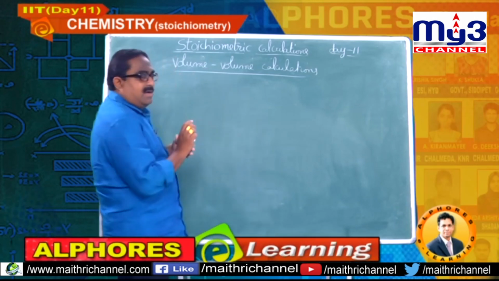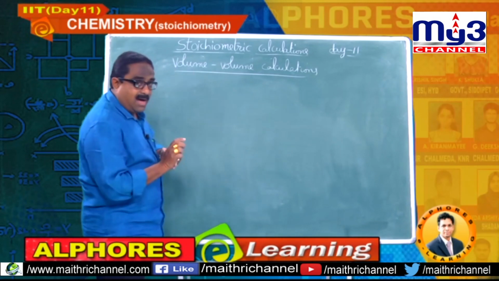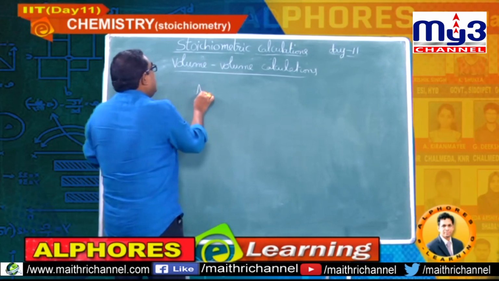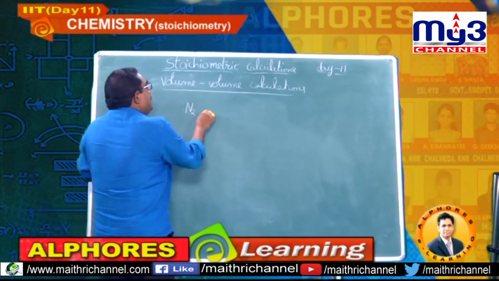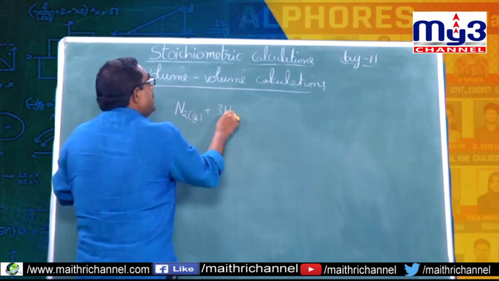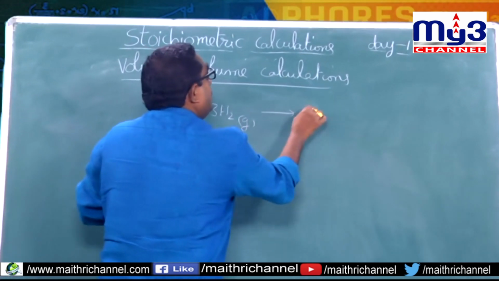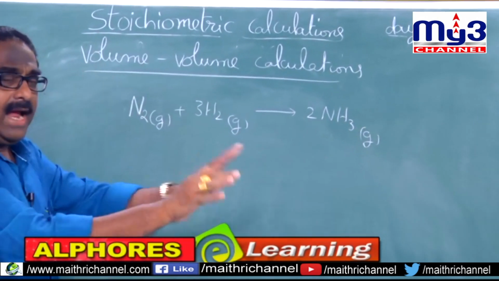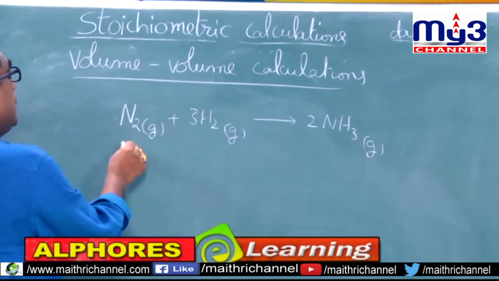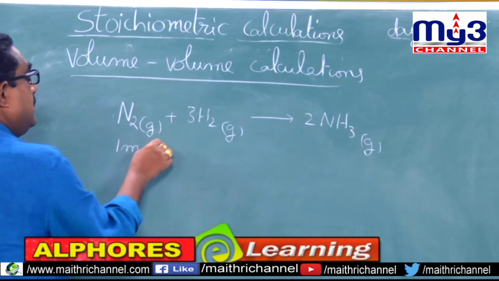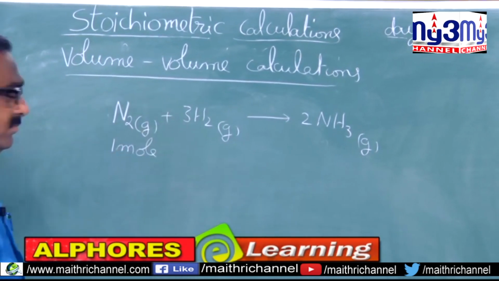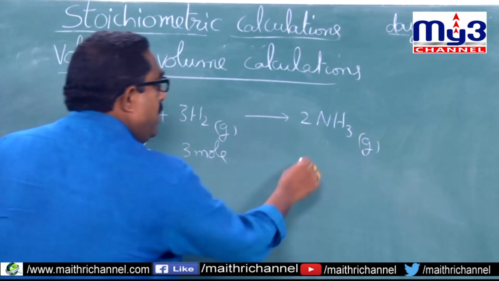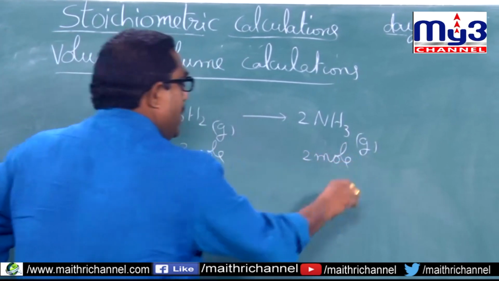Now I am introducing how the calculations are done. Right. Let me explain with one simple example. Nitrogen and hydrogen react with each other to form ammonia. All three are gases. Now I can simply write 1 mole nitrogen, 3 moles hydrogen going to form 2 moles of ammonia.